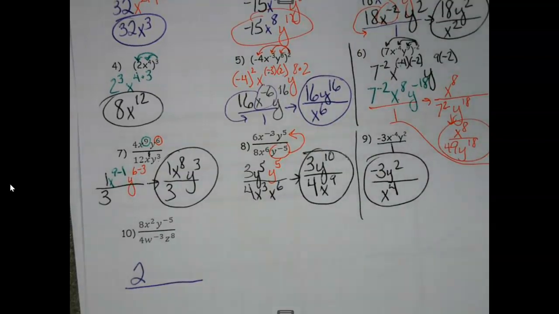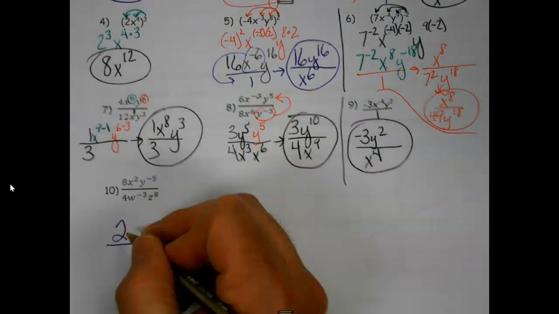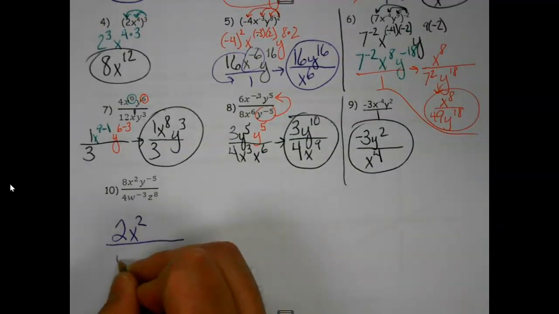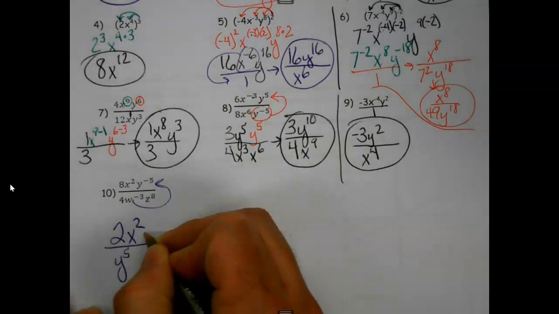Now, let's see. X is behaving itself. We'll leave that alone. Y, not behaving itself. To the denominator you go. Okay, we've already dealt with the 8 and the 4. We divided that to get 2, so we don't have to worry about that 4 anymore. W to the negative 3rd? Mm-mm. Put it to the top. Up we go.